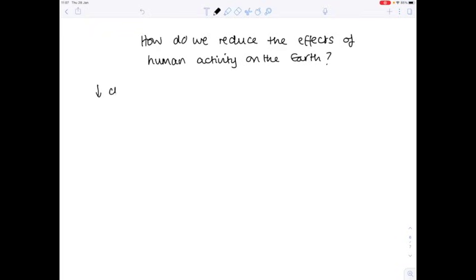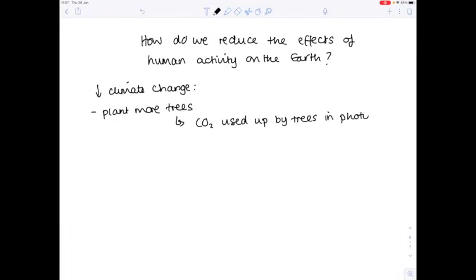Now, we're always looking at ways in which we can reduce the effects of these environmental issues. So how do we reduce the effects of human activity on the Earth? So to reduce climate change, we can do quite a few different things. We can plant more trees, because remember, carbon dioxide is used by trees in their photosynthesis. And then a useful byproduct of photosynthesis, remember, is oxygen, which we need for respiration.